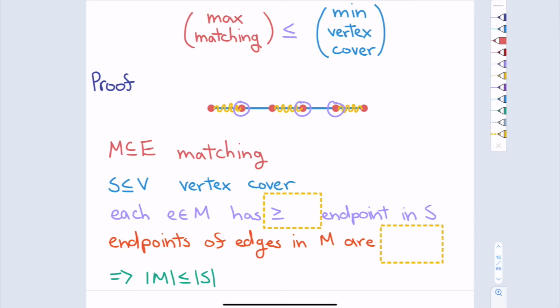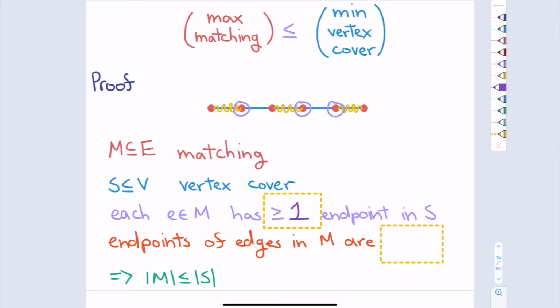1, because S is a vertex cover. Because S is a vertex cover, it's going to have at least one of the endpoints of every edge. So this is leveraging our definition of a vertex cover. For any edge in our matching, I'm going to have at least one endpoint.